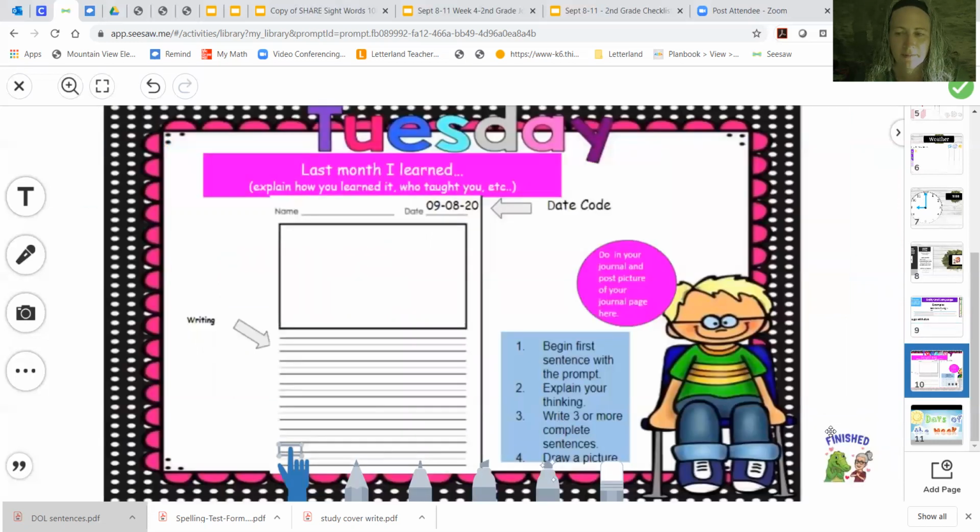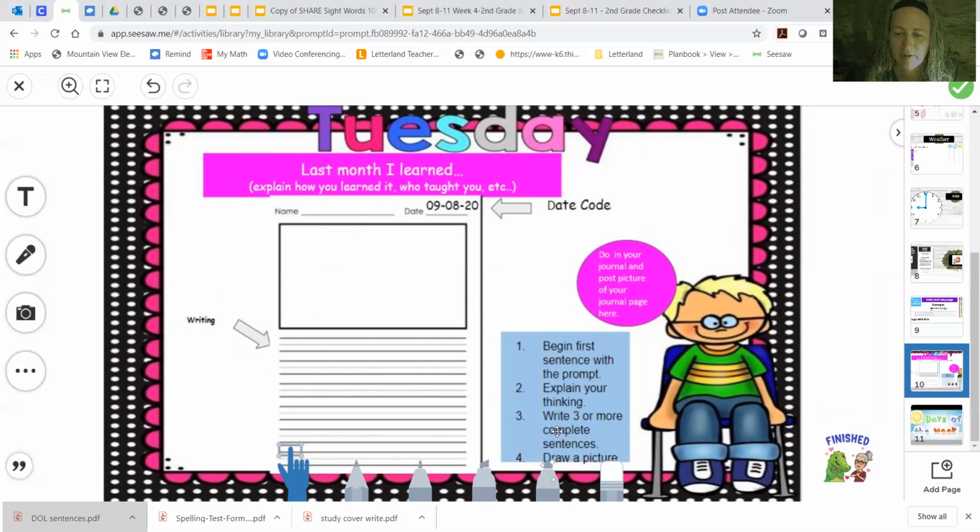Now here's where you do your journal. You've got to get your journal pages out. And your prompt is last month. That's in August. I learned ... So that will be the first part of your first sentence. Last month I learned, and finish the sentence. And then you need to have more sentences to explain how you learned it, who taught you, and anything else about it. Now remember, on your paper, you always need to have your name at the top and put the date.